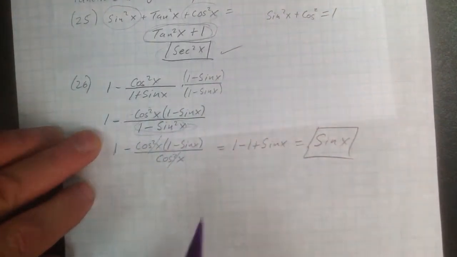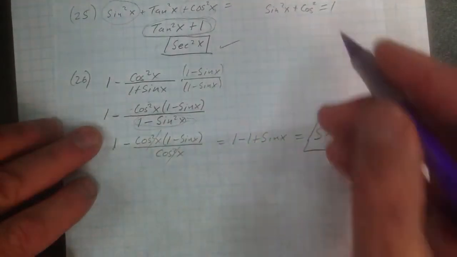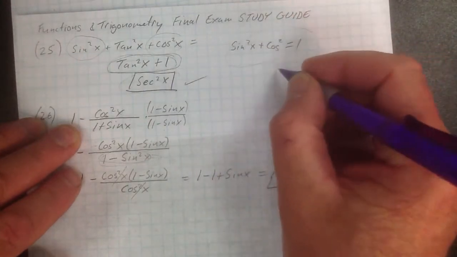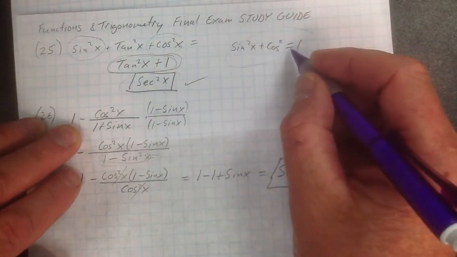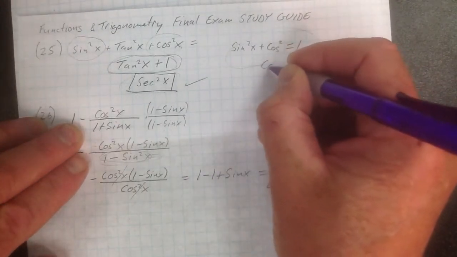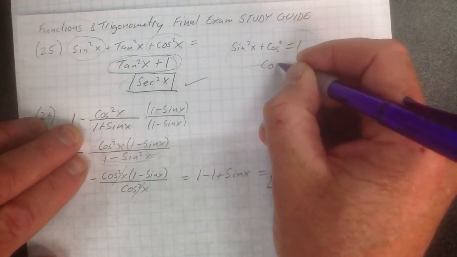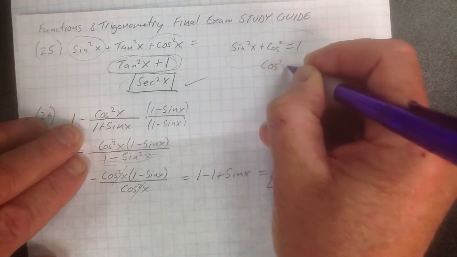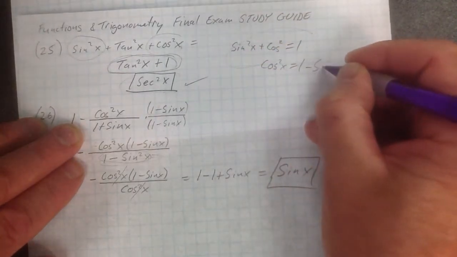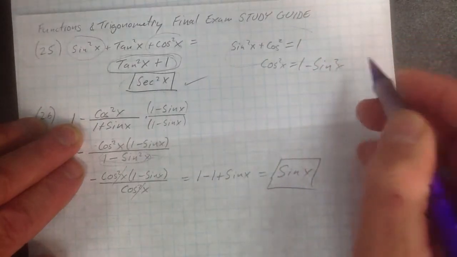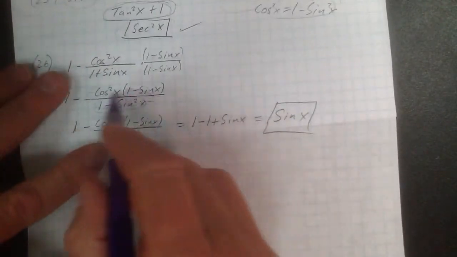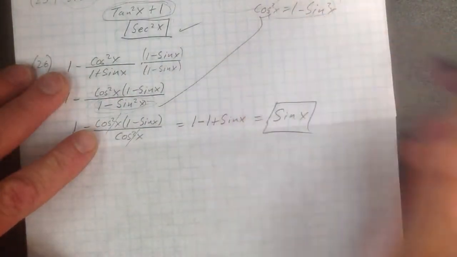All right, and actually that worked out really well for me because let's go back to this identity. If I rearrange this equation, I could see that cosine squared x, if I subtract sine squared x from each side of the equation, equals 1 minus sine squared x. So I can take this term right here and substitute it with this one.